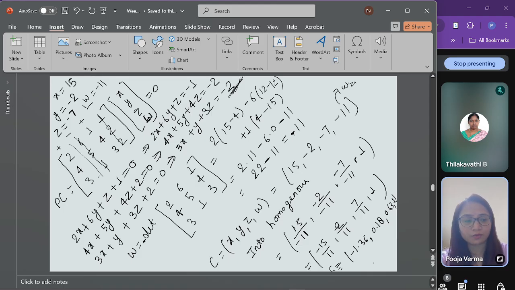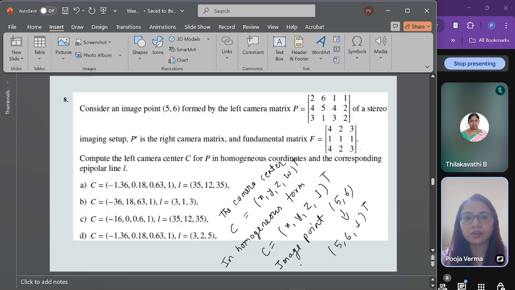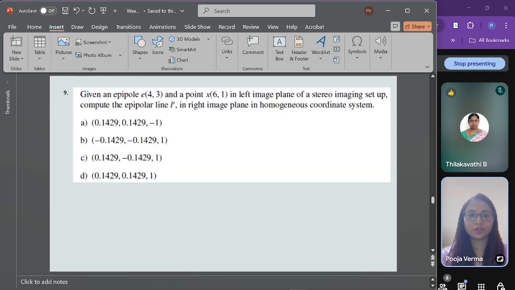Okay, so let's check from the options which one is correct. So 35, 12, 35 and minus 1. So option A is the correct answer for this question. Okay, so have you understood this question? I hope all of you have understood. So moving to the next question.